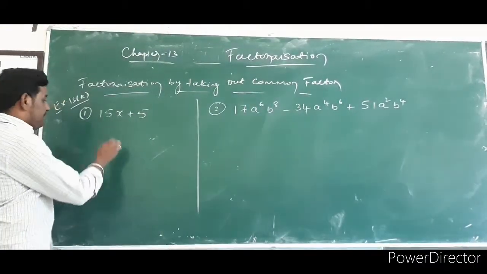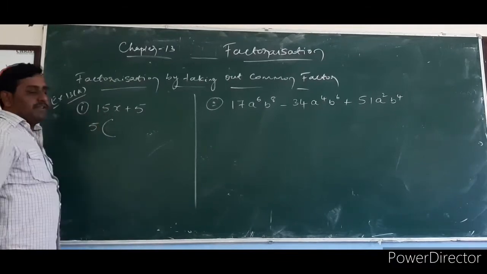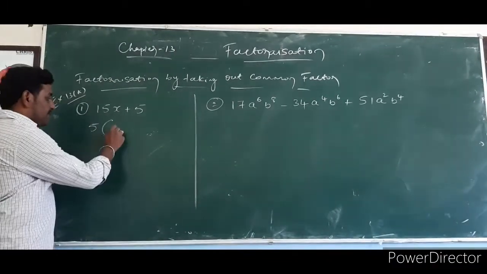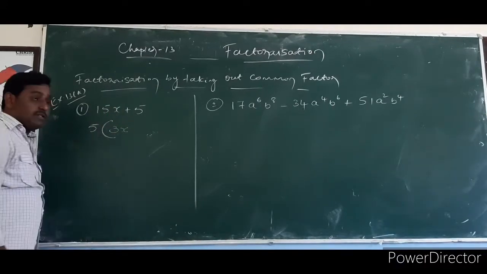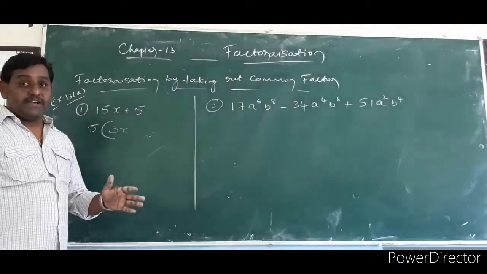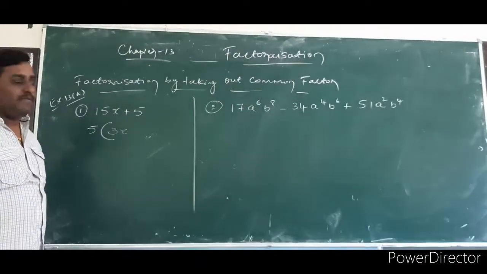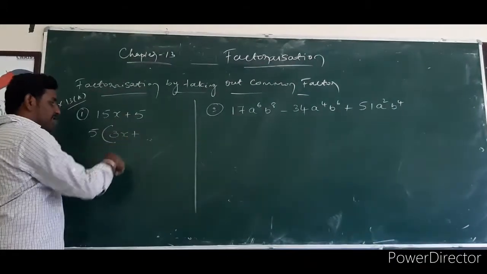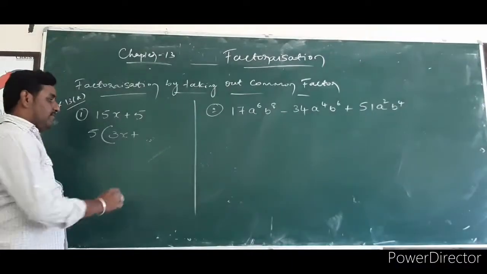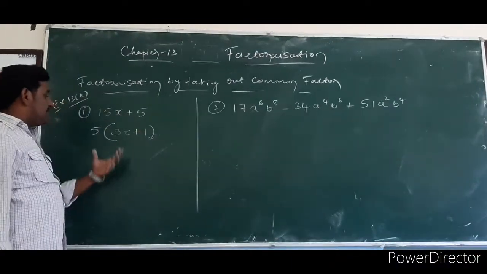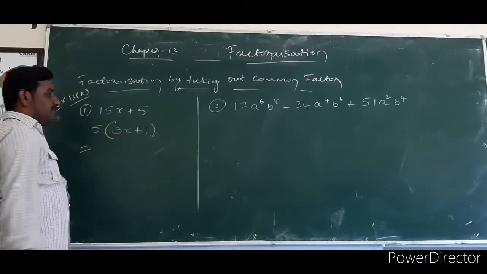5. If you take 5 as a common factor outside, how many times does 5 go into 15? 3 times. 5 3s are 15. You can write x as it is because we are not taking x as a common factor. Why? x is not there in the second term of the given polynomial. Then plus is there, you write plus. How many times does 5 go into 5? 1 time. That is 1. So the final answer for this question is 5 into (3x plus 1).